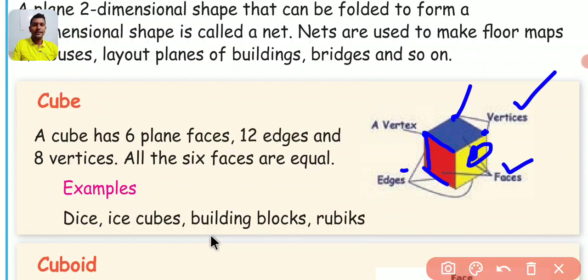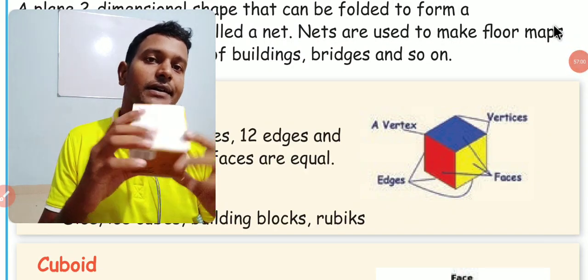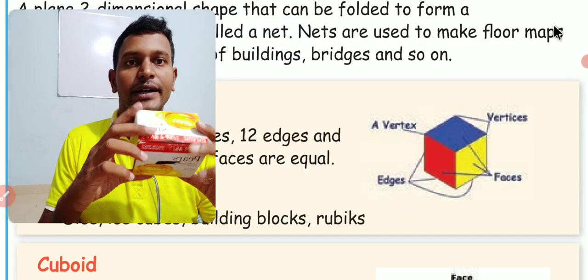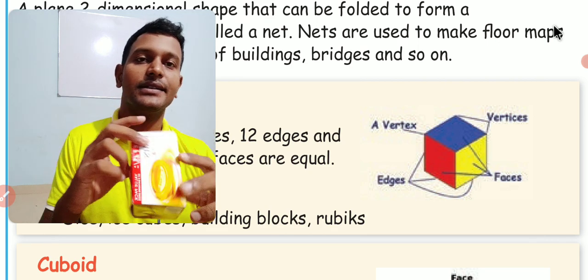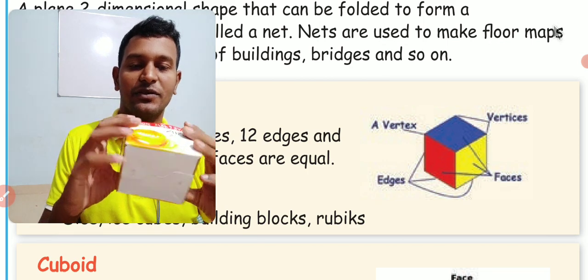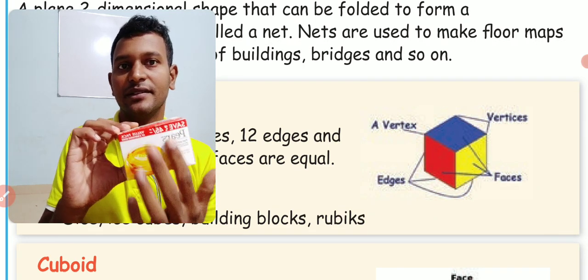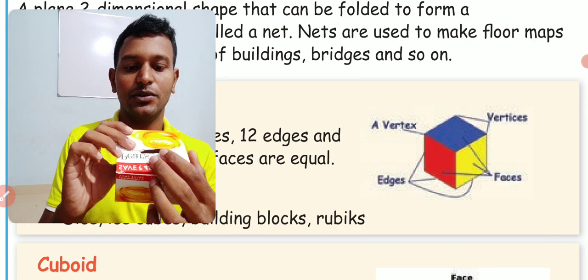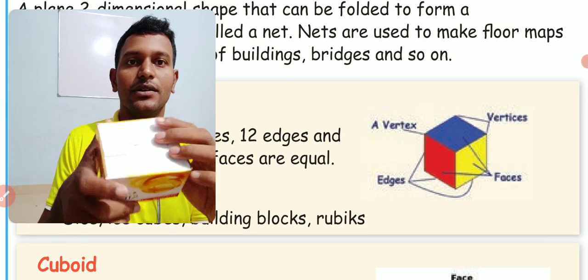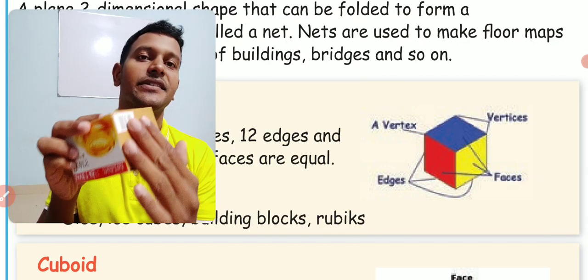Examples: dice, ice cubes, buildings, blocks, Rubik's cube. Yes, you see this box. Okay, it is in cube shape. Now I am going to count the vertices, edges and faces of this cube shape. First of all I am going to count the faces. There are 6 faces, this plane surface, this one. 1, 2, 3, 4, 5, 6. There are 6 faces.